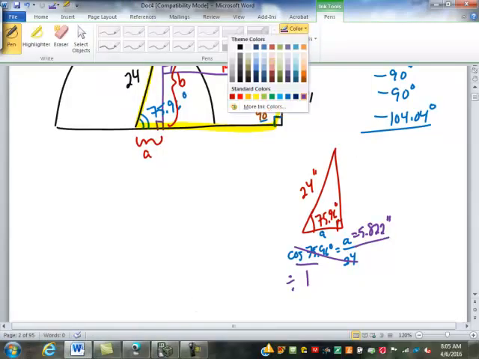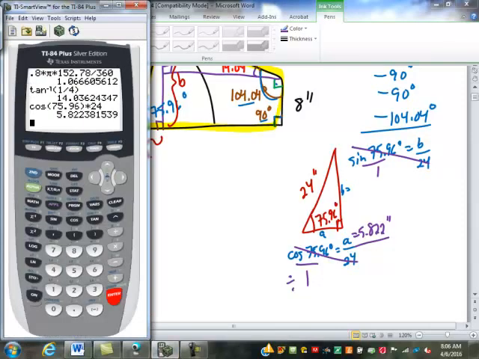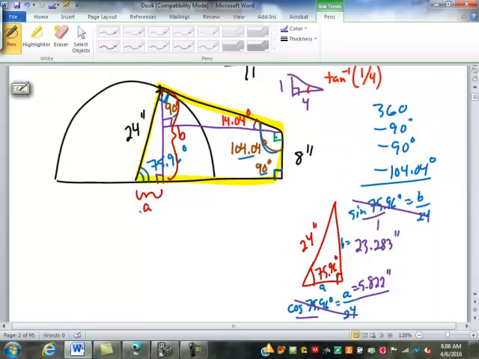This one up here then is going to be off the sine. Sine of 75.96 degrees is going to equal B over 24. Again, put it over 1, cross multiply and divide. So sine of 75.96 times 24 is 23.283 inches. What does that give us? Gives us that's 5.822.